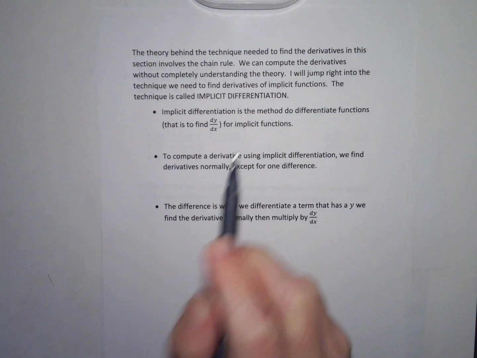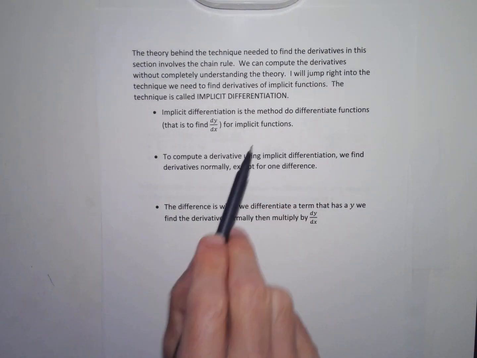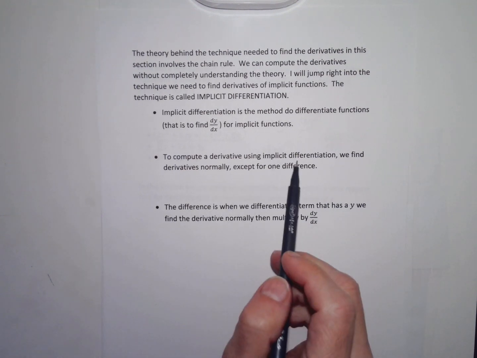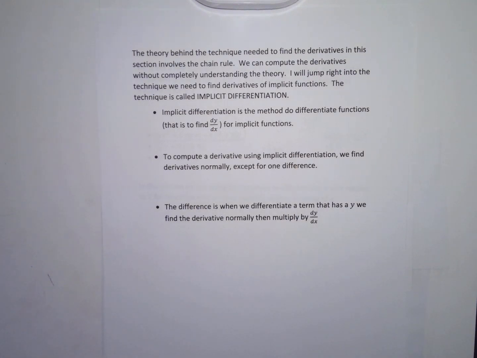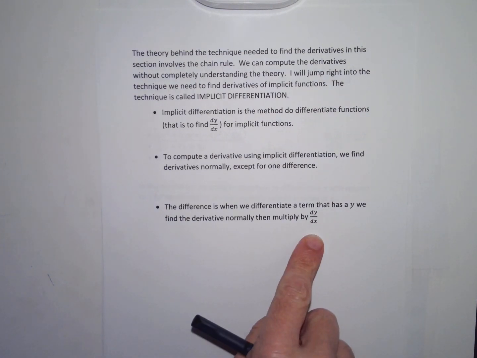Implicit differentiation is a method we're going to use to differentiate implicit functions. We're going to find dy dx, assuming the variables in the problem are y and x. I'm going to find dy dx for a function that isn't solved for y in terms of x. To compute the derivative using implicit differentiation, we're going to find the derivatives normally, except for one difference. That difference is that when we find the derivative of a y, we're going to multiply by dy dx.